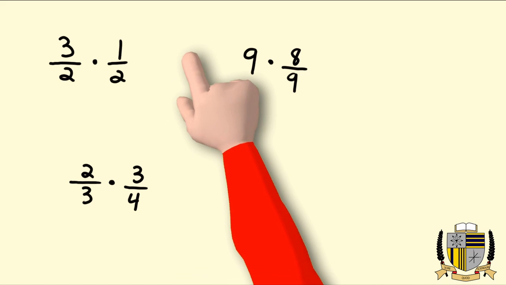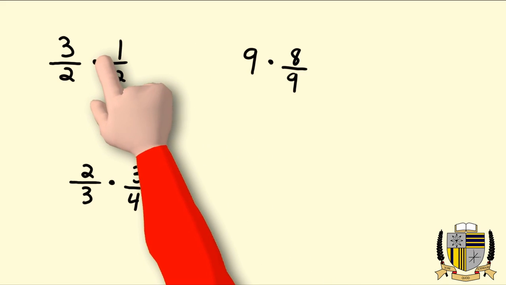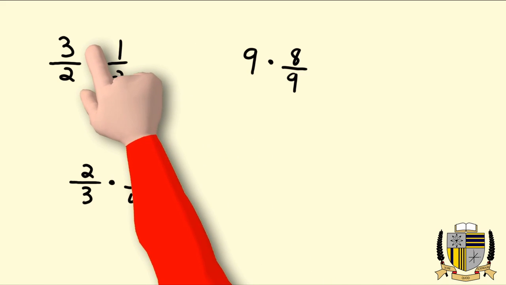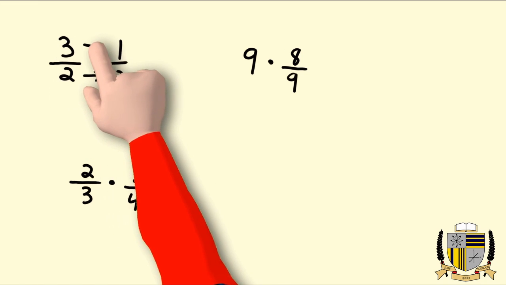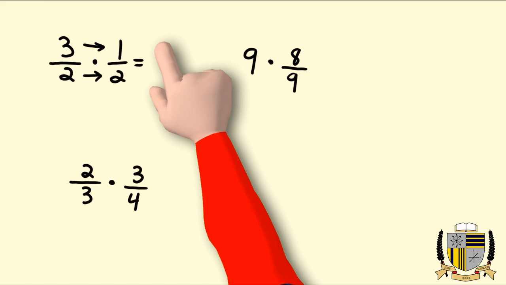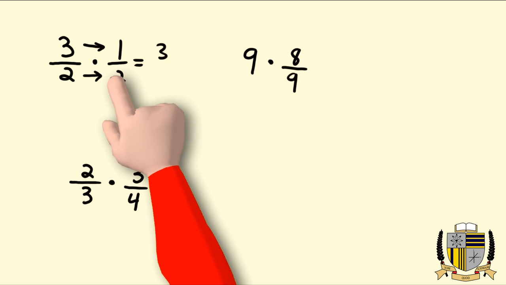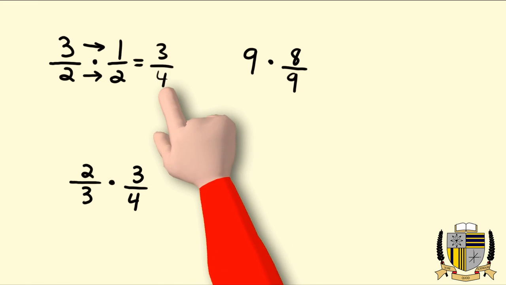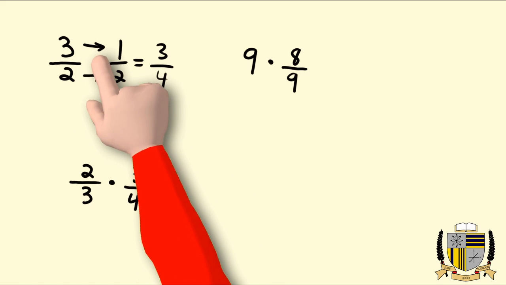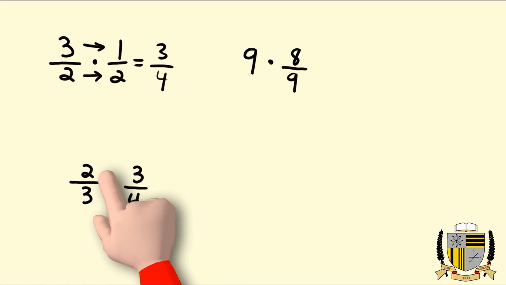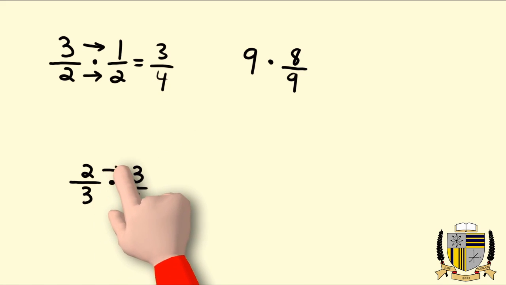All right, so let's look at these. When multiplying fractions, you just multiply them straight across. So this would be 3 times 1, which is 3, and then 2 times 2 is 4. That's it. It's just straight across. There's no special effects. Let's take a look at this one. This is straightforward.